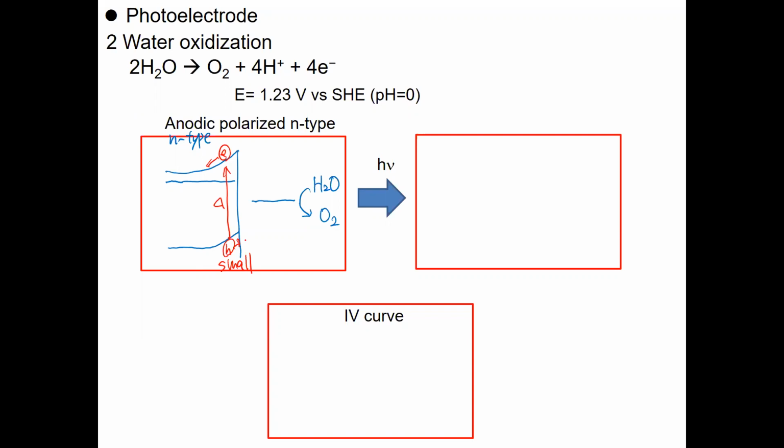Since this hole has oxidation ability, you can oxidize water to oxygen. But again, this is a small number, so very little. And the electron cannot go this way because it has a Schottky barrier. So mostly electrons go this way. So if you don't use light, basically nothing could happen.